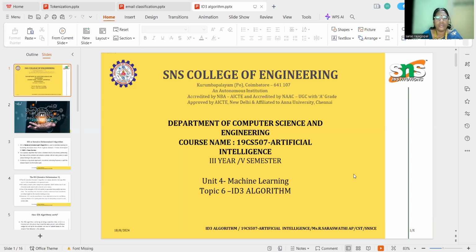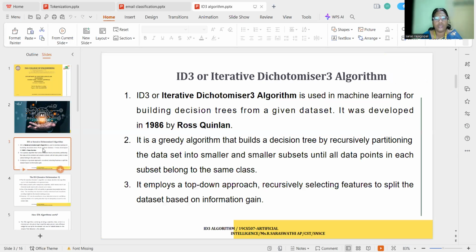Now we are going to see about the topic: ID3 algorithm in machine learning. ID3 means Iterative Dichotomizer 3 algorithm. This is one type of decision tree algorithm. ID3 algorithm is used in machine learning for building a decision tree from a given data set. It was developed in 1986 by Ross Quinlan.